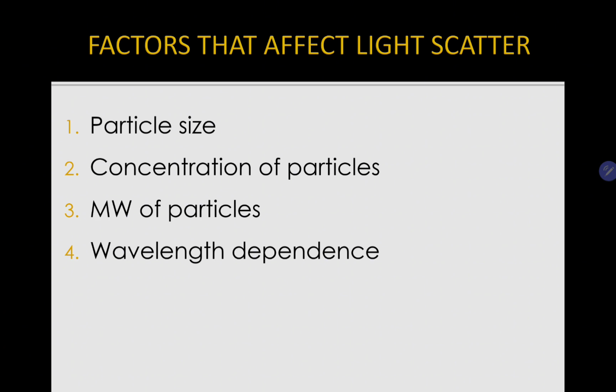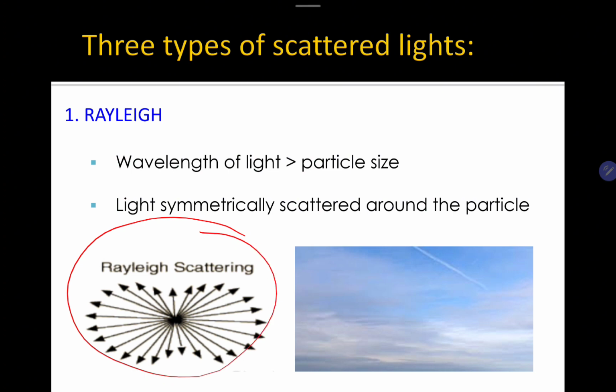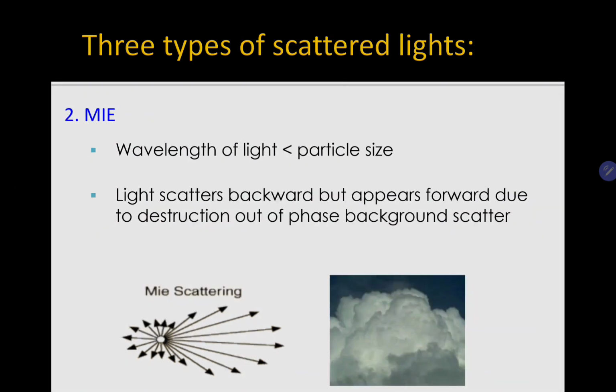We have three types of scattered light. You have the Rayleigh, where the wavelength of light is greater than the particle size, and light is symmetrically scattered around the particle. This means the scattering is symmetrical around a particle. Then you have the Mie, where the wavelength of light is less than the particle size. Light scatters backwards but appears forward due to the destructive out-of-phase background scatter.